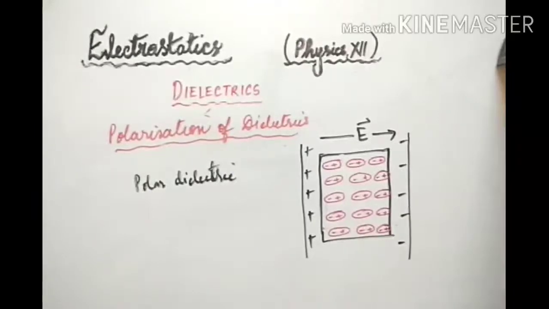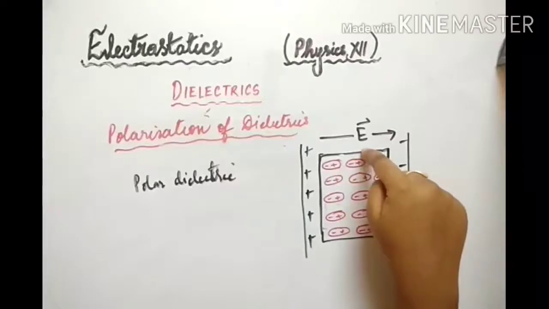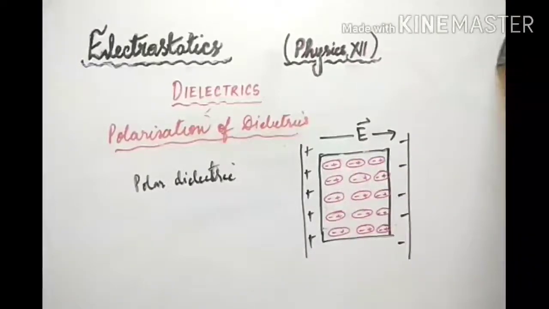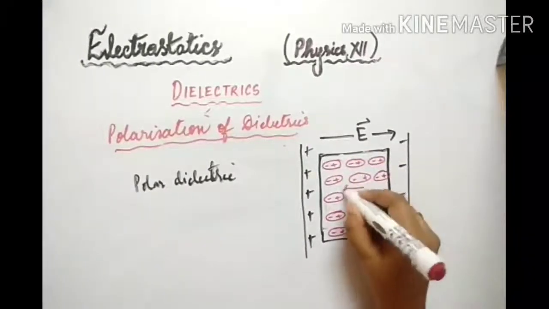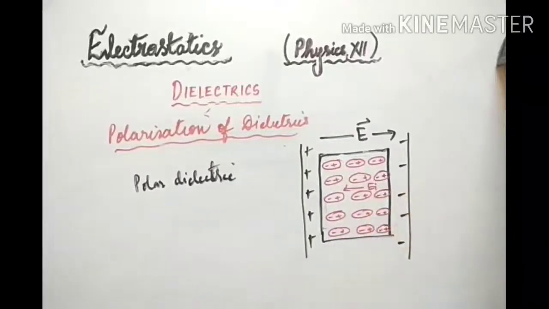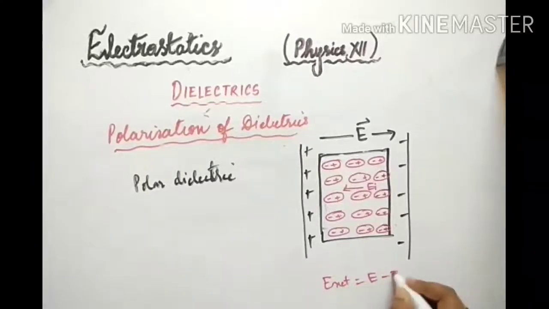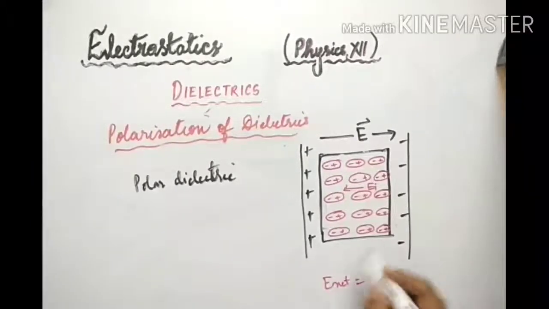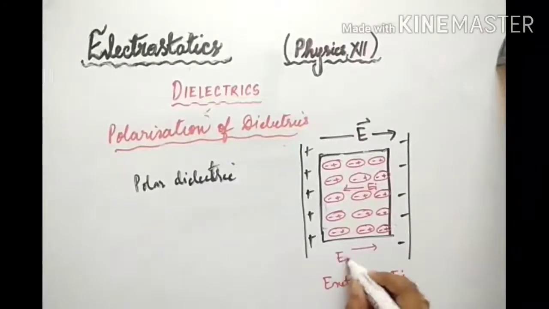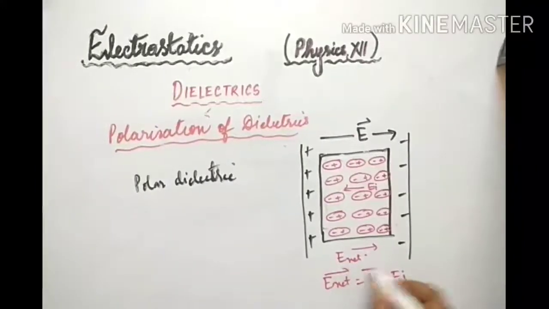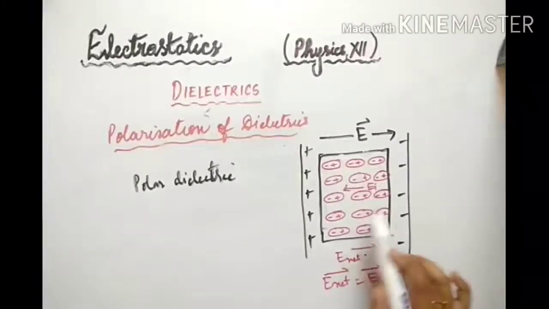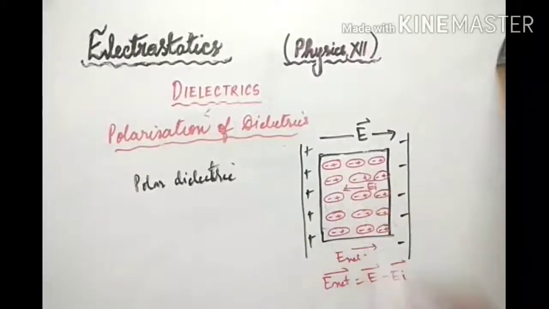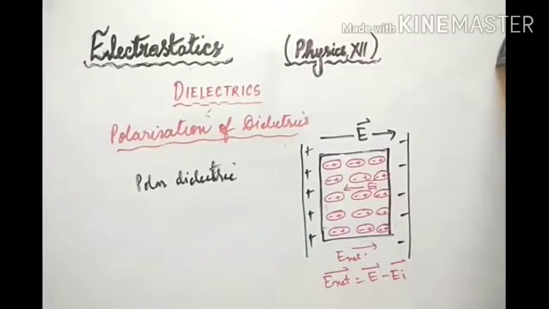Now, when you put these molecules in an external electric field, an electric field will develop inside, that will be E induced, and E net will be E minus EI. E net will be in this direction only, since EI will be in this direction. So this is how the polar dielectrics behave.